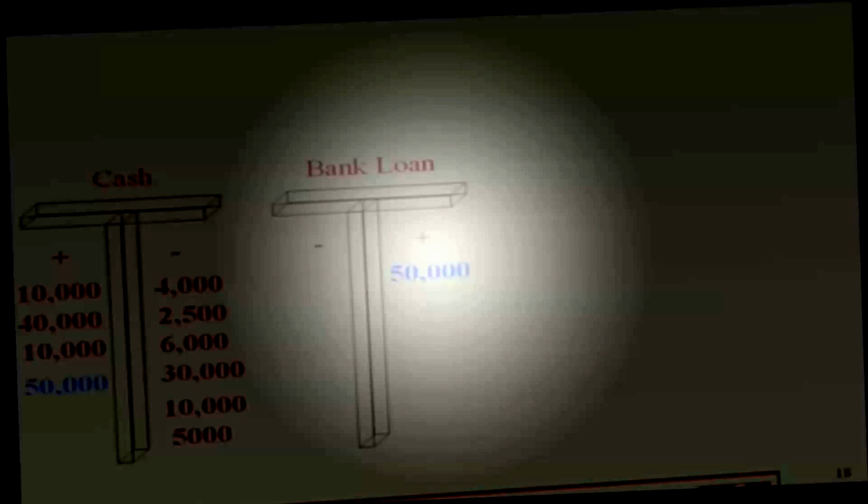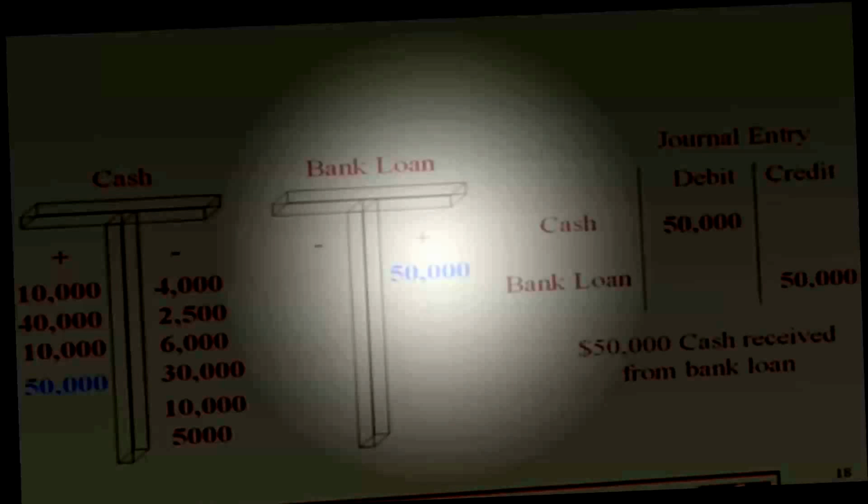You have cash and you have bank loan. Cash is debit 50,000. Am I correct? Bank loan, credit 50,000. So the journal entry would be cash, debit 50,000, bank loan, credit 50,000.